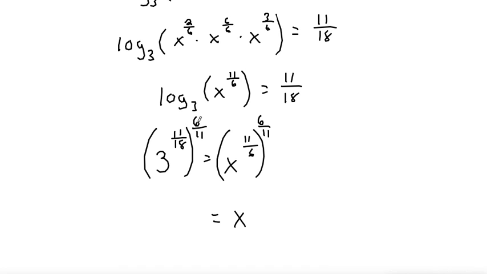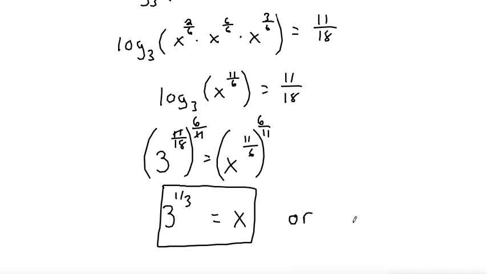And here we again multiply the exponents, so the 11 on top and bottom will cancel out. That leaves us with 6 over 18, which can be reduced to 1 over 3. So that will be 3 to the 1 over 3 is x. We could write that as the final answer, or if we put it into radical form, we can write it as x is equal to the cube root of 3.